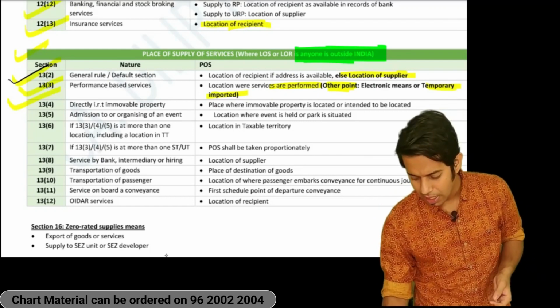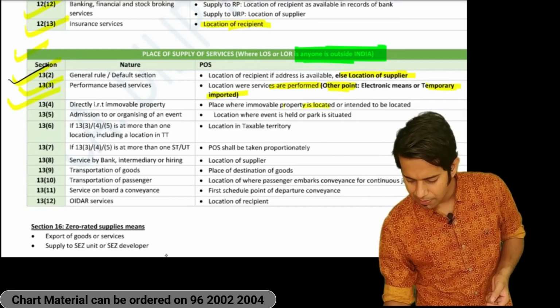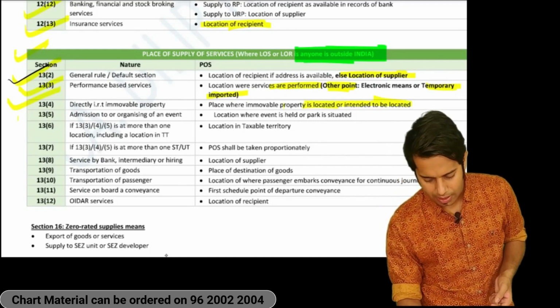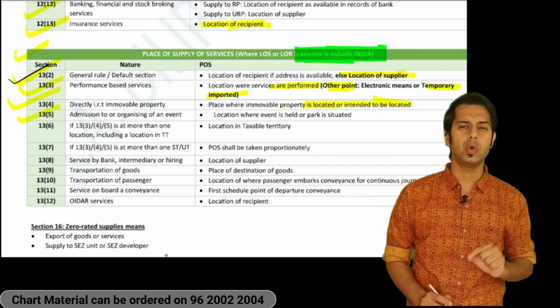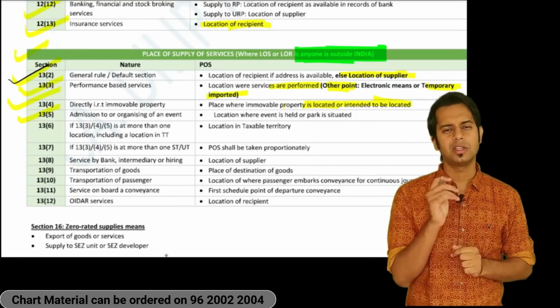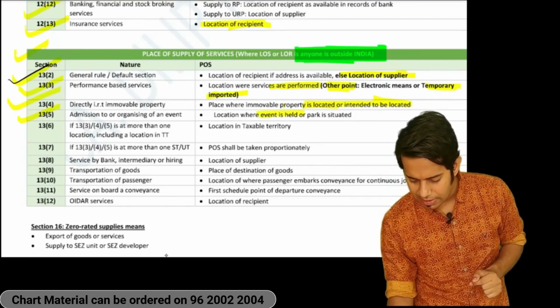What is the place of supply, sir? The place where the immobile property is located or intended to be located. Then admission to an event or organization of event. Services with regard to admission to an event or organization of an event. Place of supply is the location where the event is held.